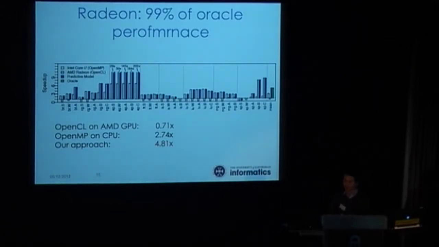So if we look at the AMD Radeon, we get similar results. For some applications the GPU performs quite well, particularly for EP. For some others, it does not. On average, we get actually no speedup for the GPU on the AMD Radeon, because for the majority of the applications, the GPU is not the best fit. For OpenMP, we get a 2.6 to almost 2.8 times speedup.